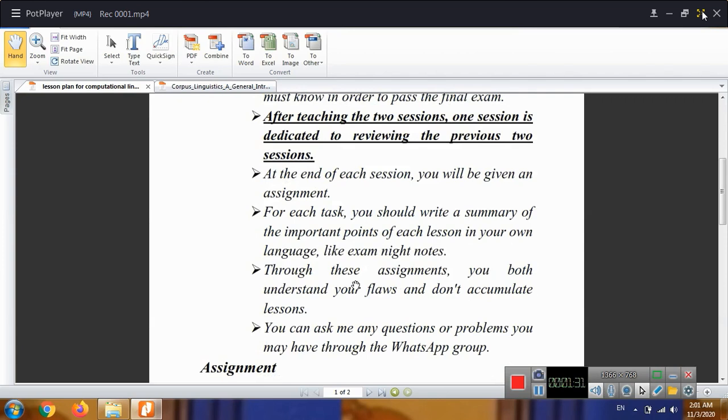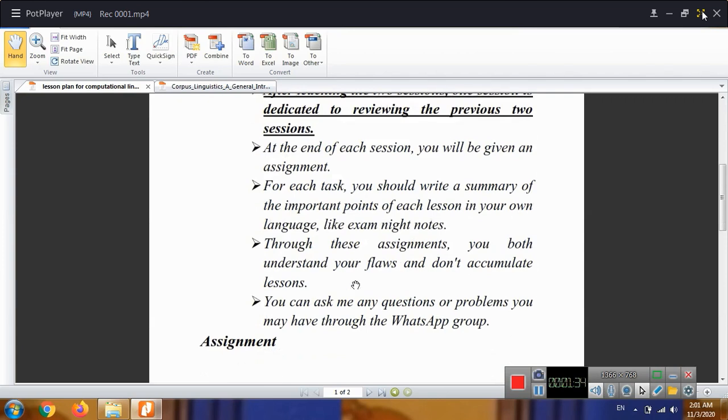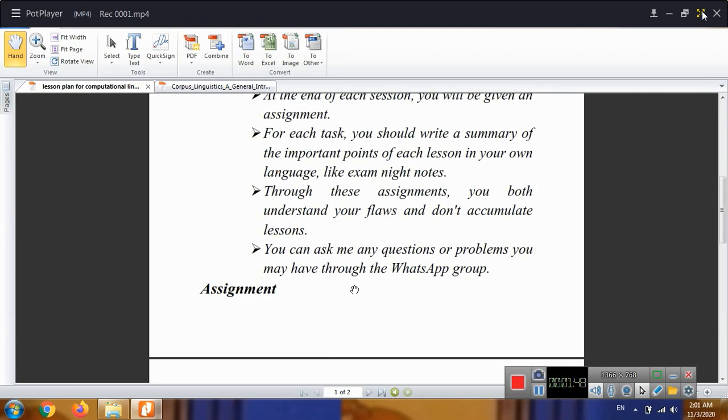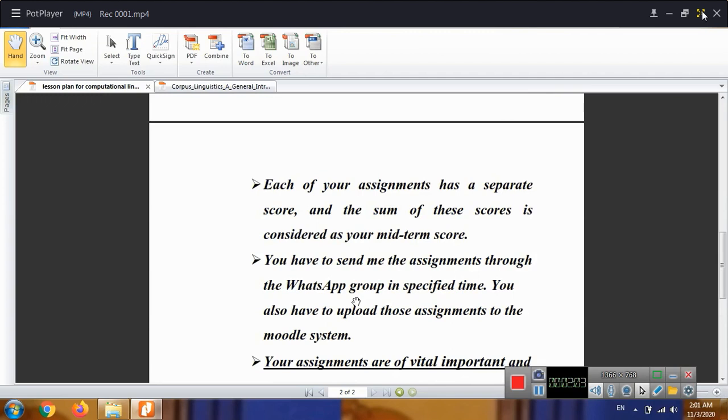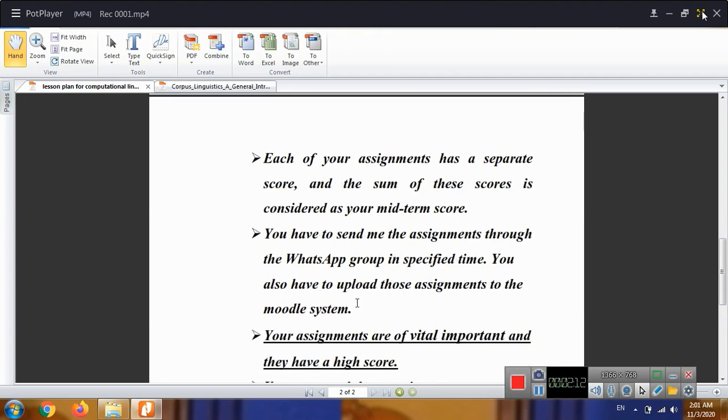At the end of each session, you will be given an assignment. For each task, you should write a summary of the important points of each lesson in your own language, like exam night notes. Through these assignments, you both understand your lessons and don't accumulate them. You can ask me any questions or problems you may have through the WhatsApp group. And each of your assignments has a separate score, and some of these scores are considered as your midterm score.